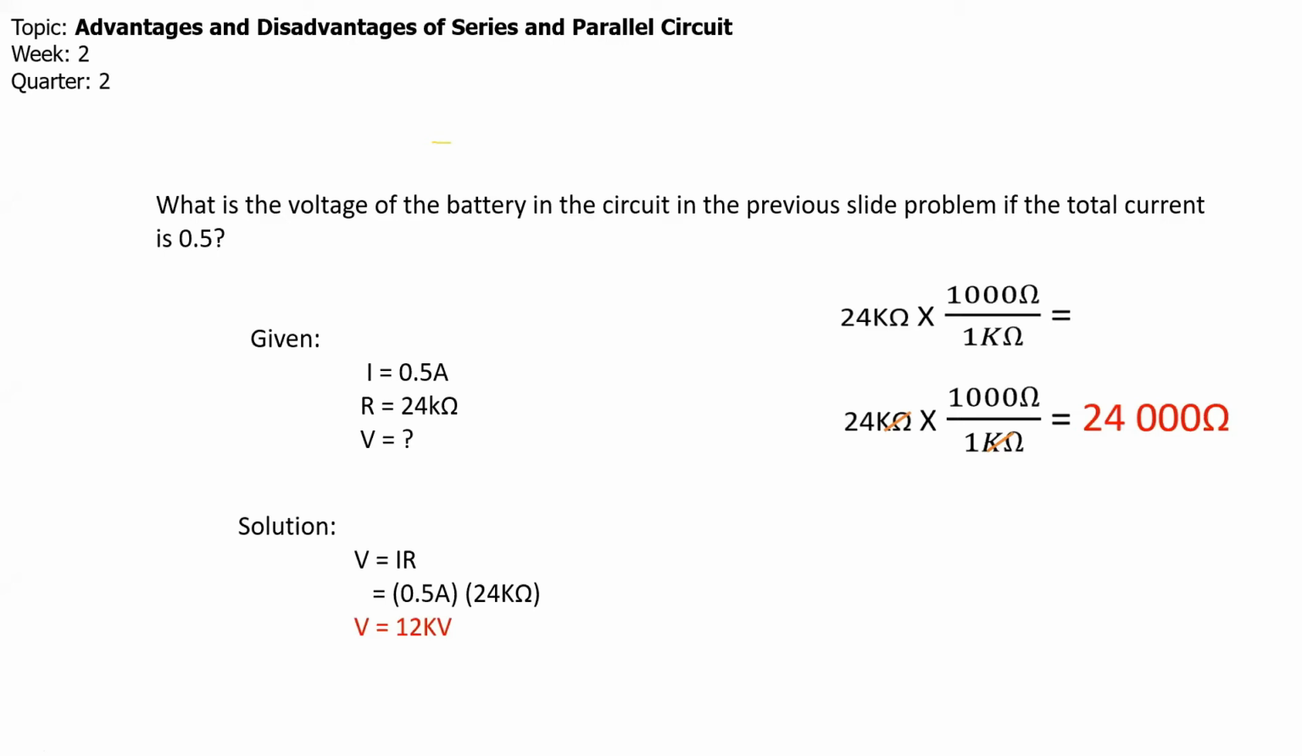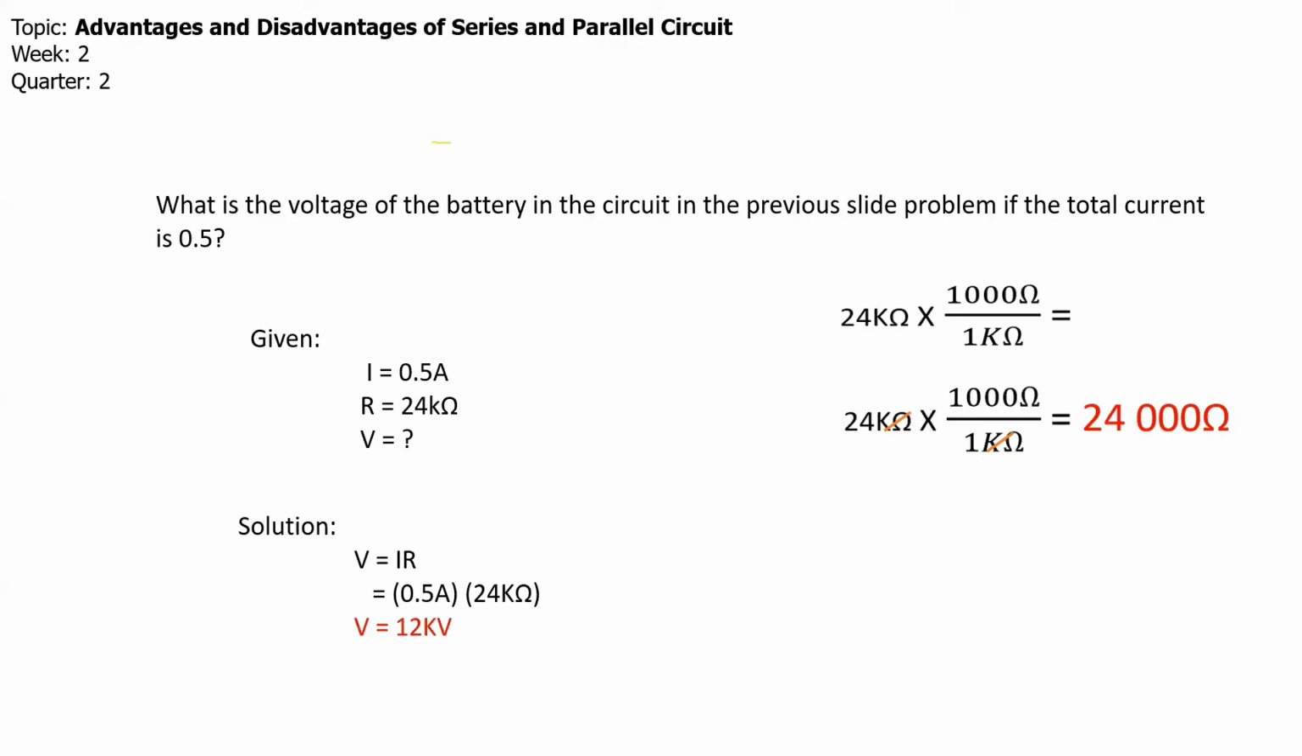How much is it? 120,000? 12,000. 24,000 times 0.5. Use a calculator. 12,000 times 0.5. So we have 12,000.